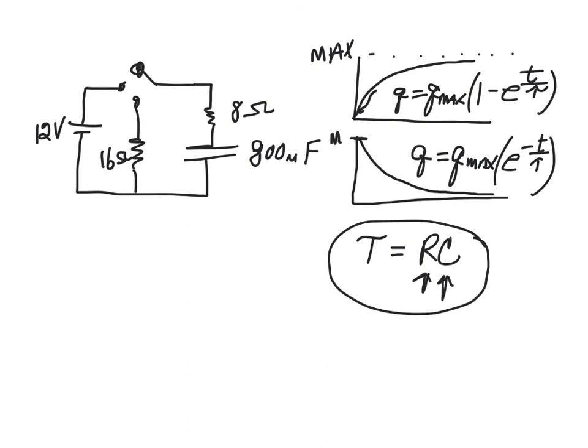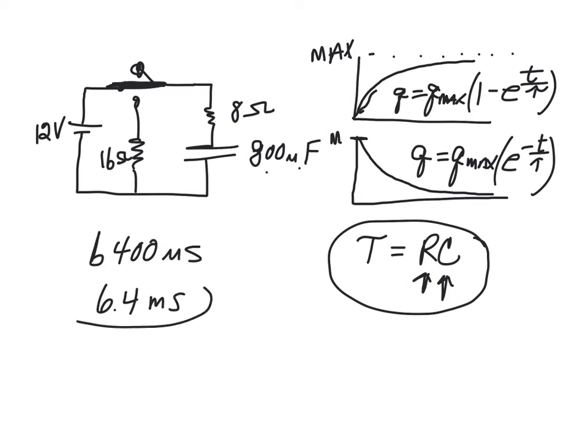And in this case, in the first charging cycle, the 16 ohm resistor is not in the circuit. And so it's 8 ohms times 8 times 10 to the minus 6. And so you get 6400 microseconds, which is 6.4 milliseconds. That's your time constant.